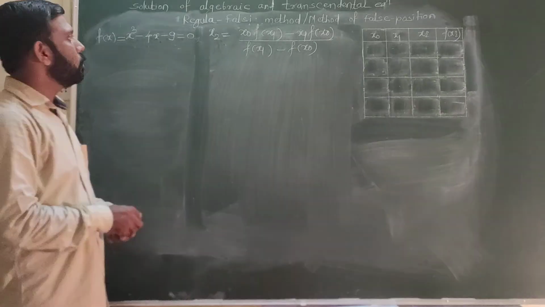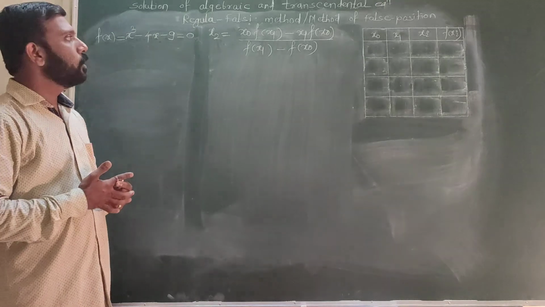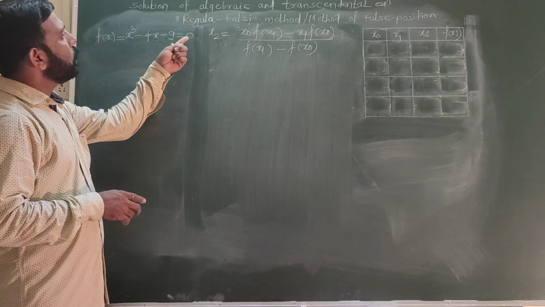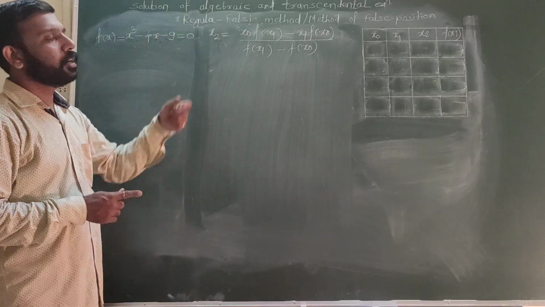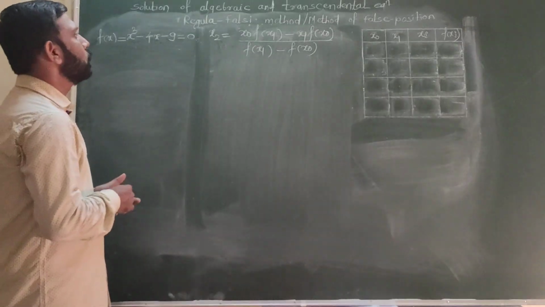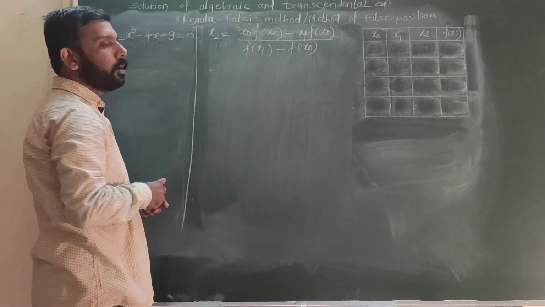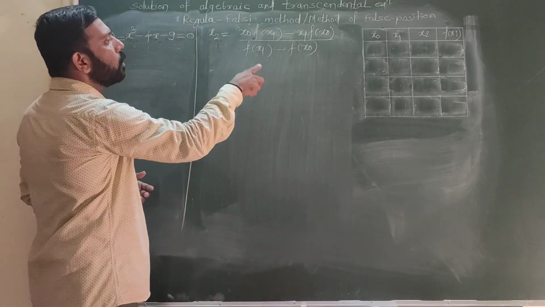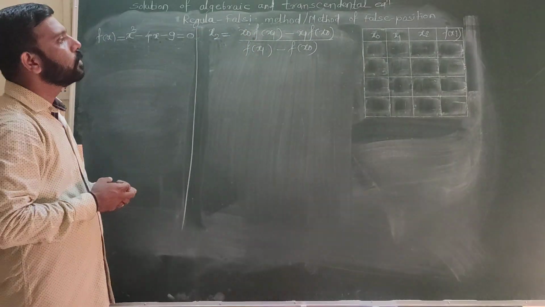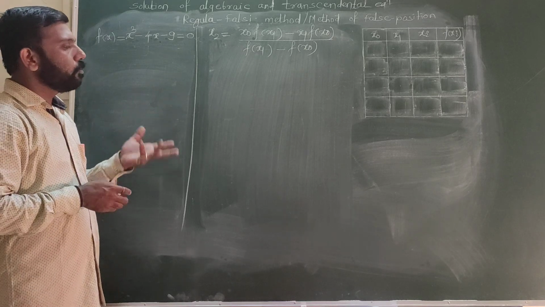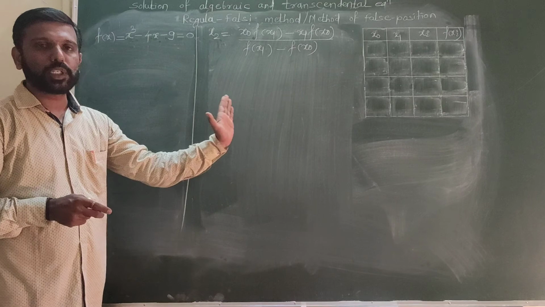Hello friends, now I took here one problem, x cube minus 4x minus 9. This is the algebraic equation, and this algebraic equation will be solved by using the regula falsi method, RF method, or method of false position. Initially I have written here the formula of the regula falsi method, and in table format we will understand what this method is. By using the table we can easily understand what the process is.